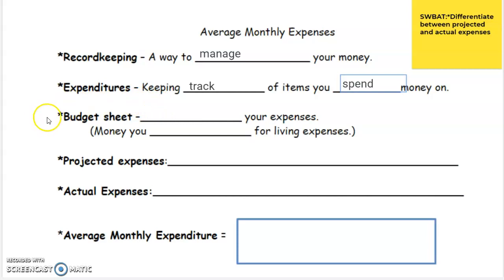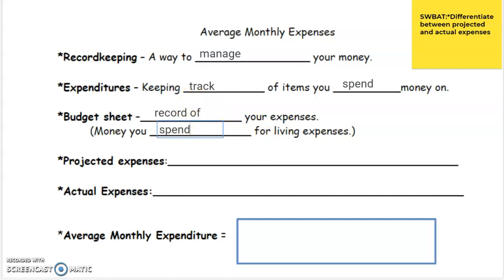So a budget sheet is a record of your expenses. That's it. There's many different ways you can record this. It might look a little different, but they all serve the same purpose. It's keeping track of the money you spend for your living expenses.